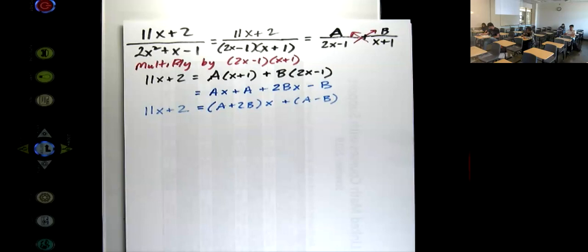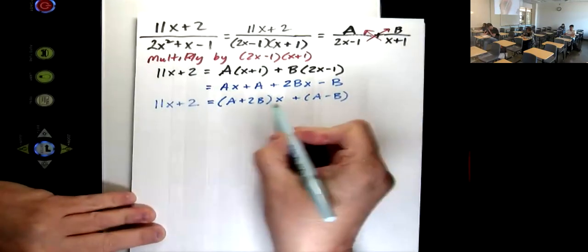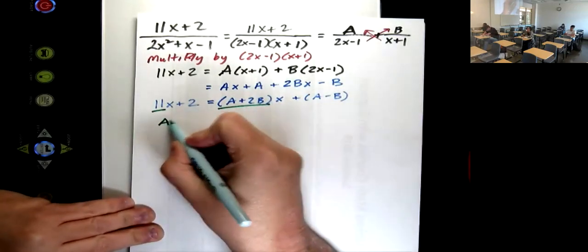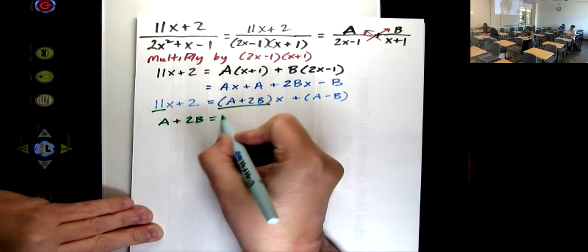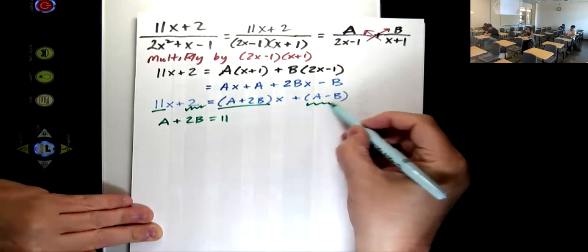All right, so again, we got to match up coefficients. x's coefficient is these. So I got a plus 2b equals 11. And my constants are a minus b and 2.